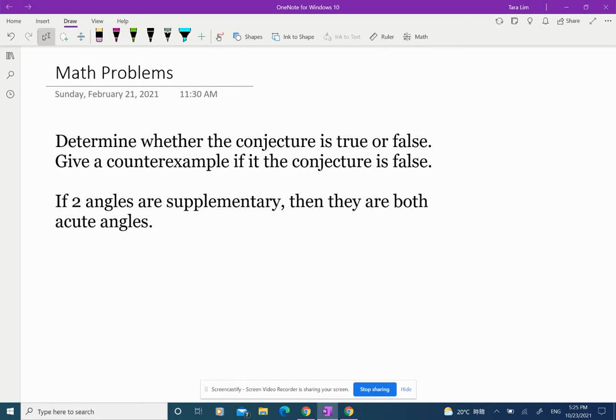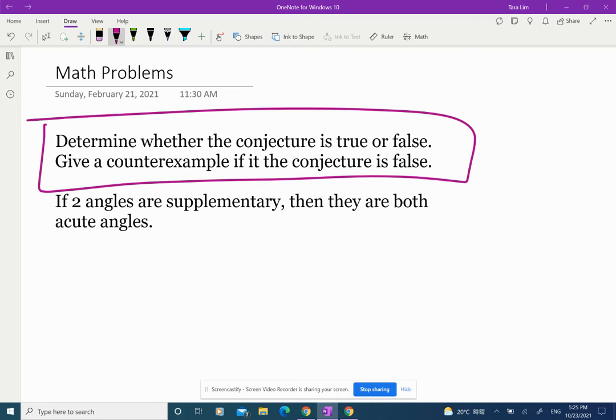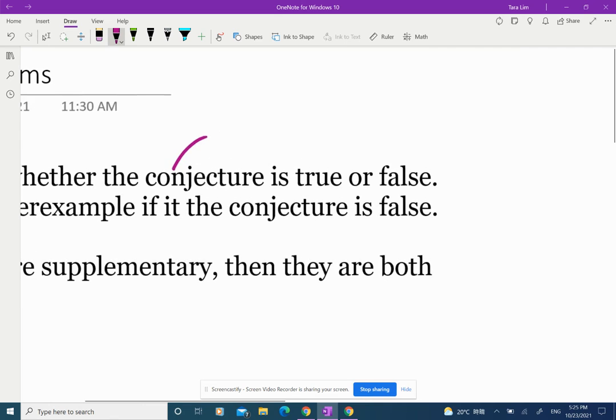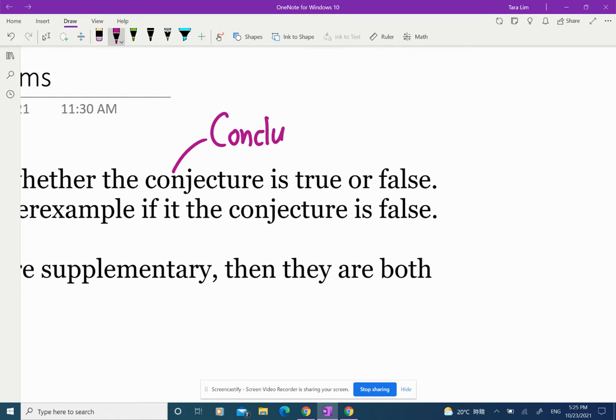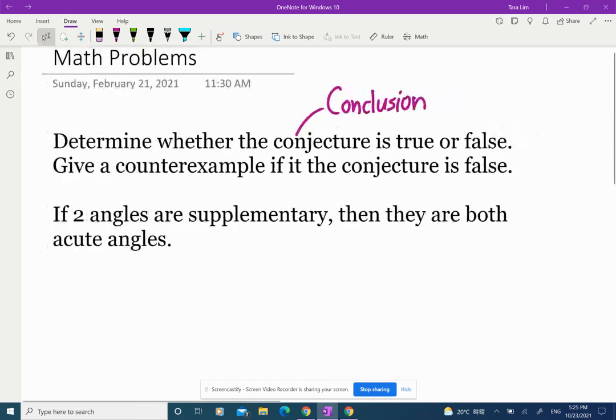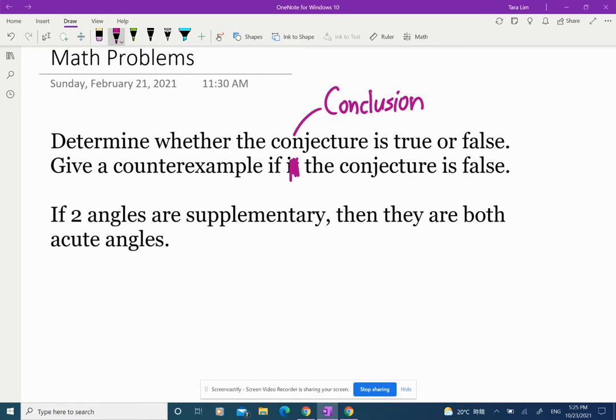So here we have a sentence: determine whether the conjecture is true or false. Conjecture, as I said before, is a conclusion. Then it says to give a counterexample if the conjecture is false. A counterexample is an example that does not agree with the conjecture. So if the conjecture is false, we use a counterexample to explain why.